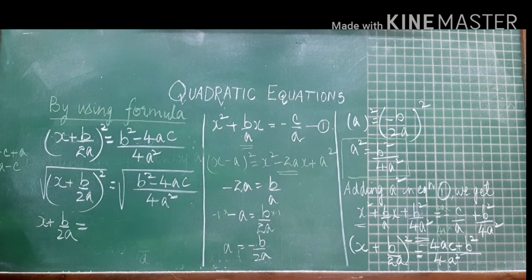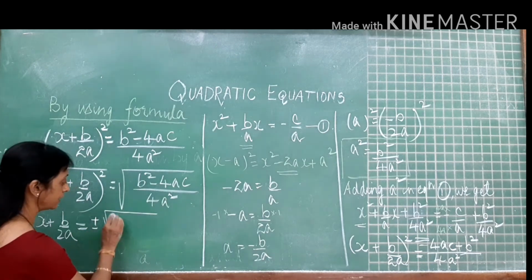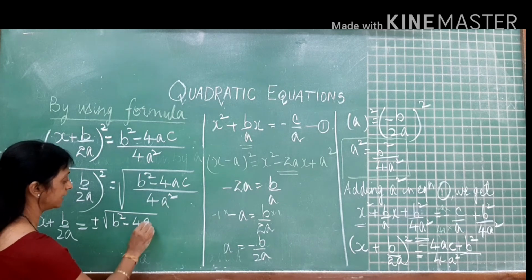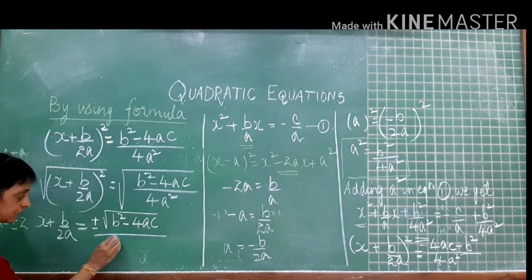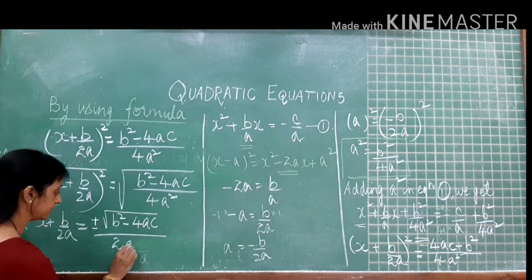Which is equal to, once again I repeat children, a square is equal to 4. So what is a? A will be equal to plus or minus 2. So on the right hand side you will have a plus as well as a minus root as the answer. Let's write it, plus or minus. Look at the numerator, it's a binomial. Can you split up and write the square root? Definitely not. So it goes as it is. Root of b square minus 4ac upon, look at the denominator, square root of 4 is 2, square root of a square is a.